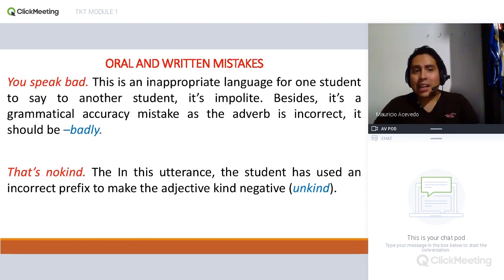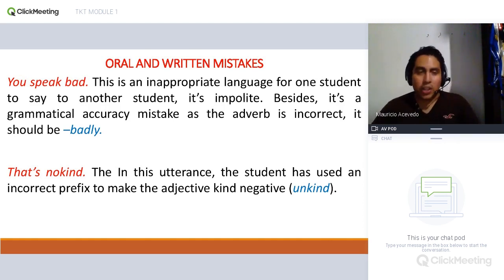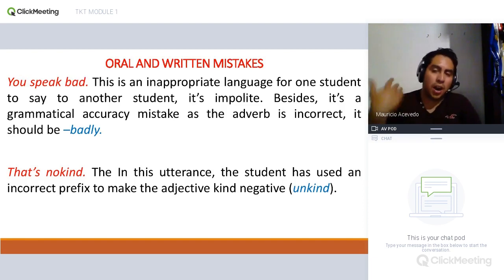Besides, it's a grammatical accuracy mistake as the adverb is incorrect. It should be "badly" because we have a verb, so it needs to be an adverb. Okay, "not kind" or "no kind." In this utterance, the student has used an incorrect prefix to make the adjective kind negative: unkind. So we don't say "no kind," we say "unkind."